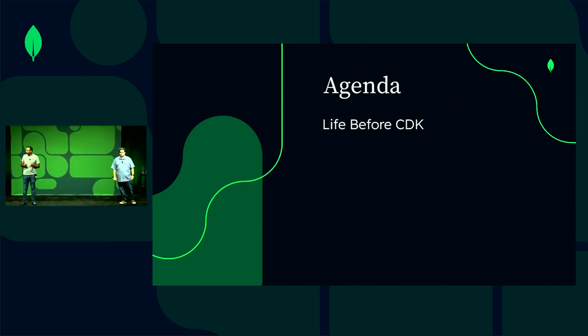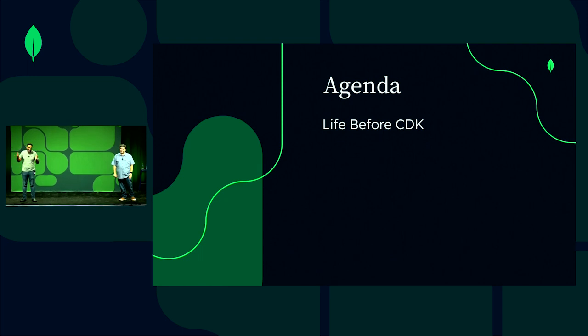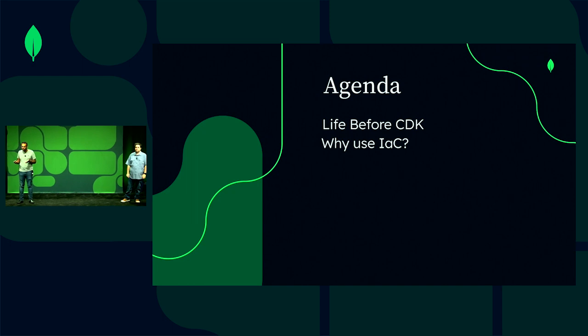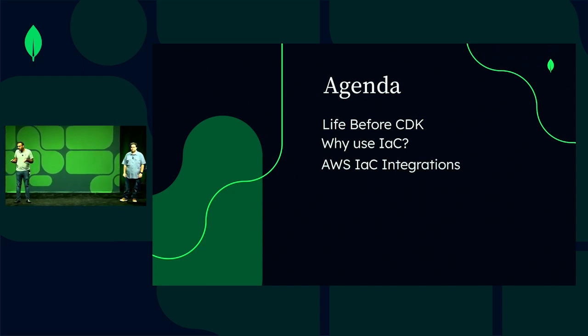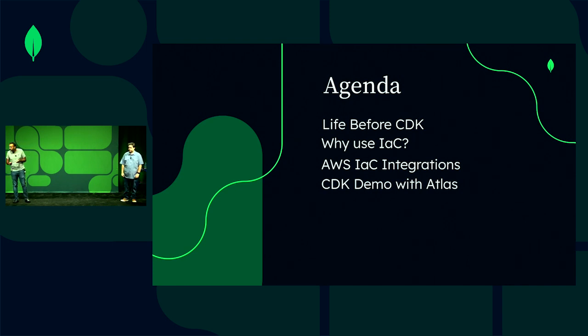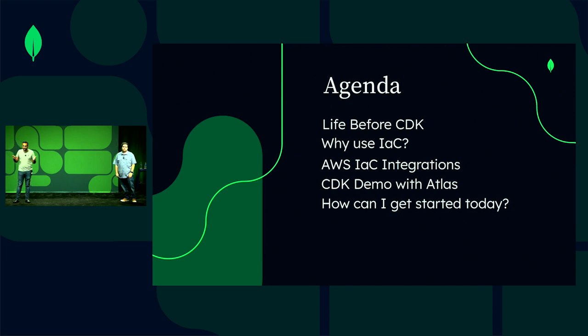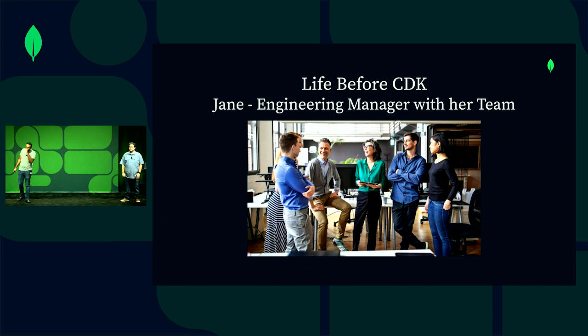CDK. So you can think circa 2019, just to give you an idea how fast some of these things have been changing. Why use IaC or infrastructure as code tools on AWS? In particular, Dan's going to take over and talk a little bit deep dive on AWS specific tooling on infrastructure as code. We have a demo prepared for you guys on our new integration with the CDK and MongoDB Atlas. And then where can we get started today? If all that makes sense, let's get started.